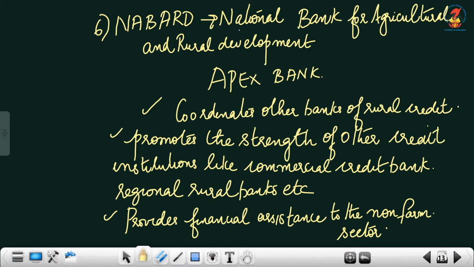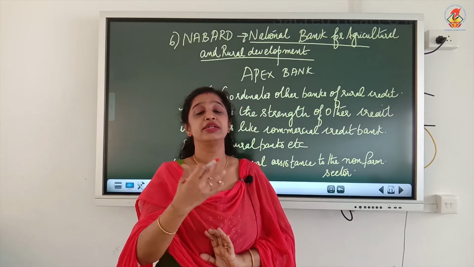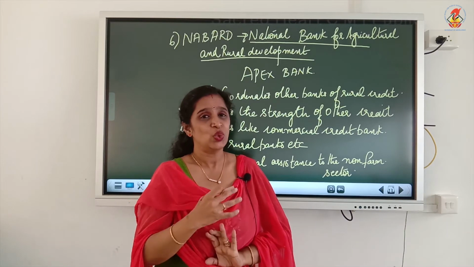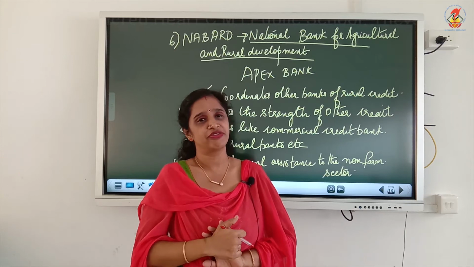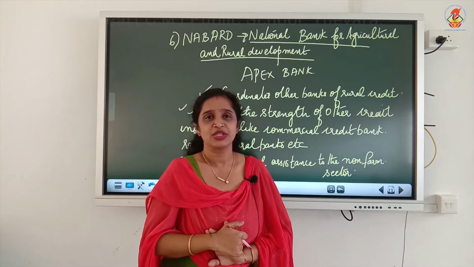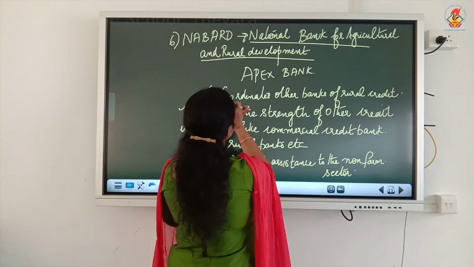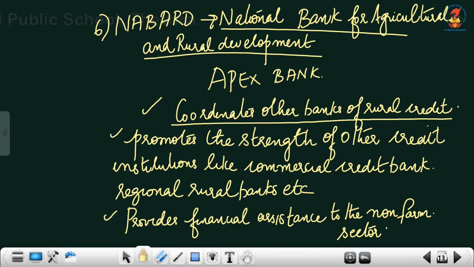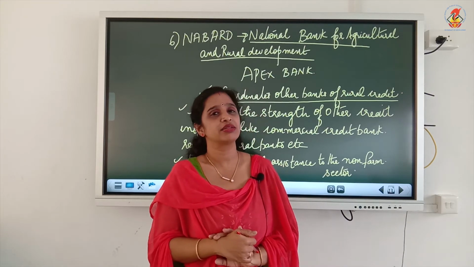Nabard is known as the National Bank for Agricultural and Rural Development. Just as we speak about the central bank as an apex institution, Nabard is also an apex bank which undertakes all the works related to the credit facilities given for agricultural purposes in the rural areas. So Nabard is an apex bank which coordinates other banks of rural credit. All the banks which give credit facilities to the rural areas are coordinated by Nabard.